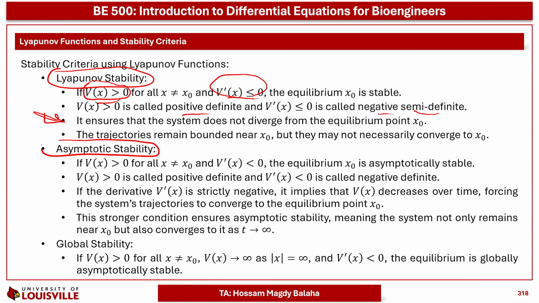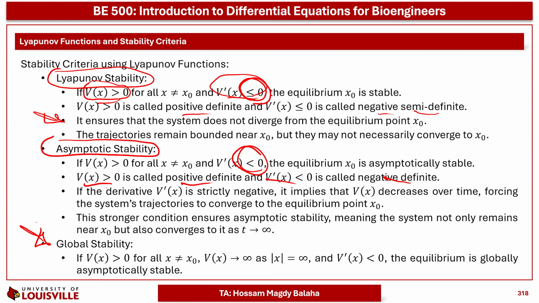Asymptotic stability is similar to Lyapunov stability, but here positive and negative should be definite. So here it's below than or equal 0, here it's only below 0. So we can say it's negative definite for the derivative and the positive definite for v of x. And here, if the derivative is strictly negative, it implies that v of x decreases over time, and this forces the system trajectories to converge to the equilibrium point.